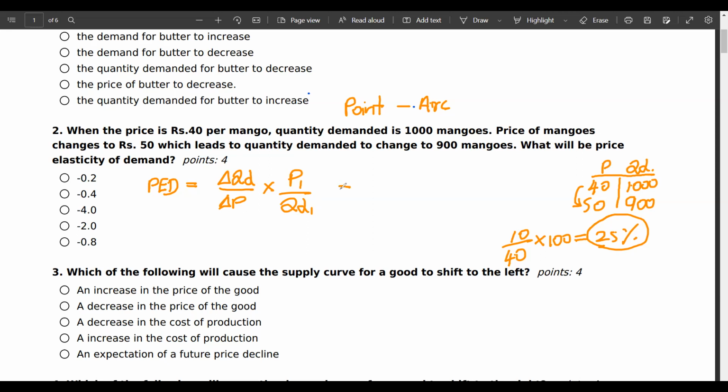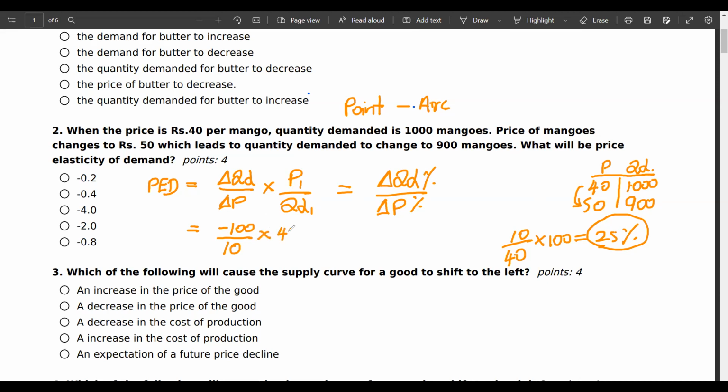Or else you can directly use this percentage equation, percentage change in quantity demanded over percentage change in price. That will also get you the same answer. Whichever method is easier for you, you can use that. Now, change in quantity demanded, as you can see, goes from 1000 down to 900. So it's a minus 100 units drop in demand when price goes up by 10 rupees.